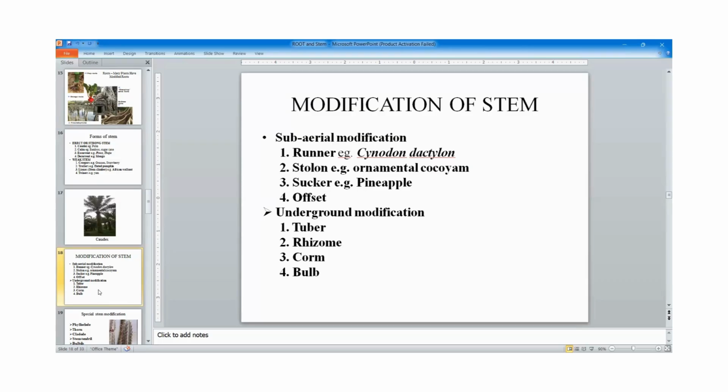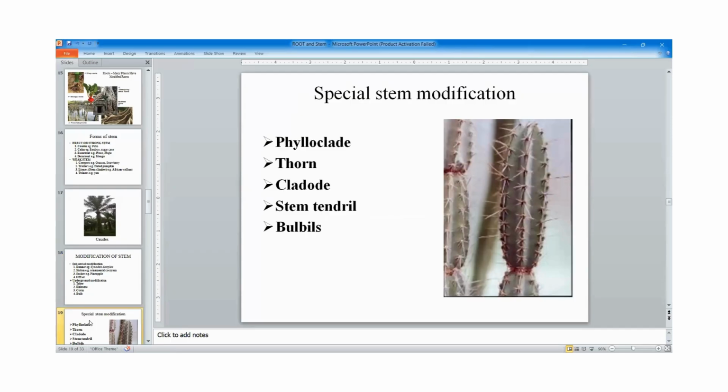Underground modification, we have tuber, rhizome, corm, and bulb. All these are stem, and they are underground. If the environment is not favorable, they stay underground, but when it is favorable, when we have rain, they resume growth. Also, we have some special modification whereby a stem will develop thorns for protection. Some we have tendrils, some we also have bulbils.